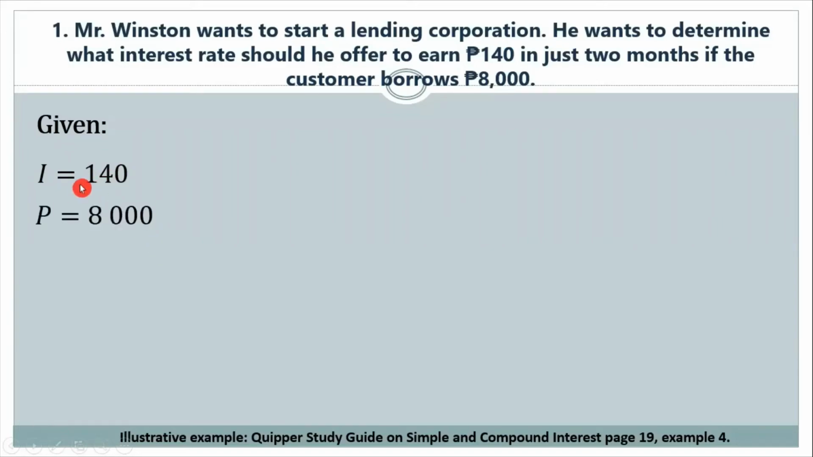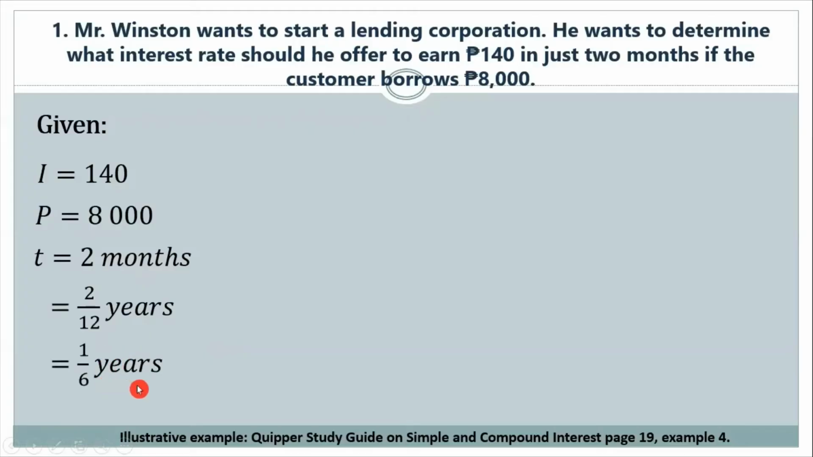And then we also have our principal amount, which is 8,000 pesos. So ito yung ipapaborrow ni Mr. Winston sa kanyang customer. And then the time is just 2 months. So we know that time should be in years. So we need to convert months to years, and that is 2 over 12 years, since we know that in a year there are 12 months. Or in simplest form, that is 1 over 6 years.